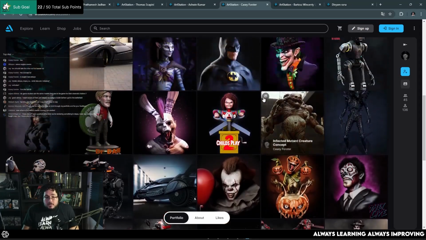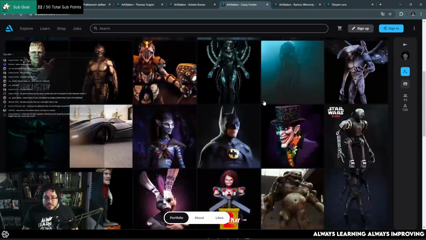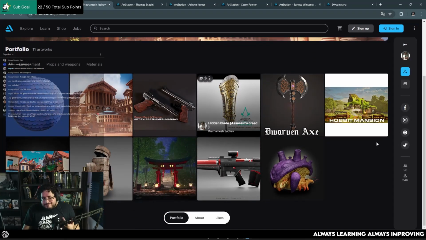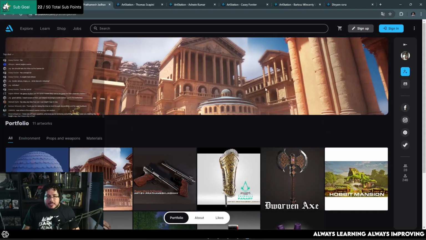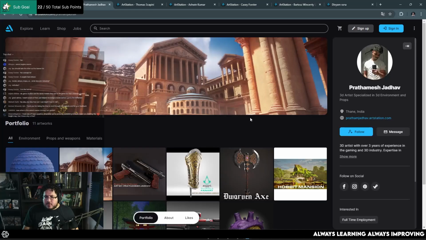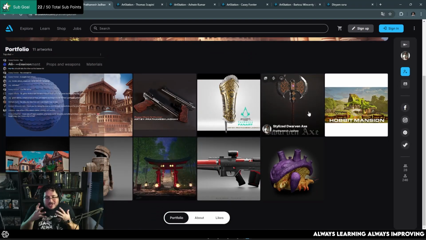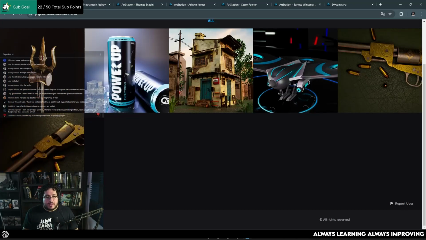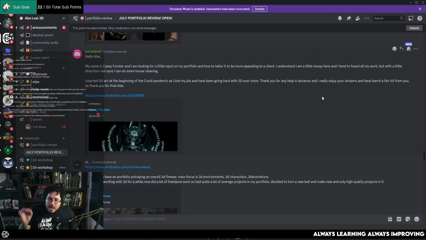Like Casey right here is another example. He has a lot of concept pieces, so he definitely jumps out and makes me remember him. Others, a lot of simple stuff, like in this case for Pratamash, same stuff. I just see basic props, tutorial pieces that don't really allow me to remember it nicely. Hopefully that makes sense, guys. So you want to have a memorable portfolio. That's the bottom line of that whole thing.